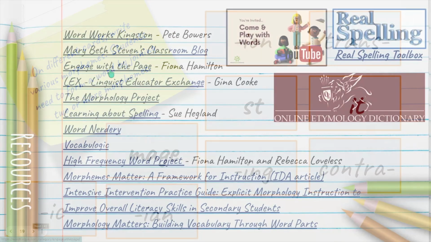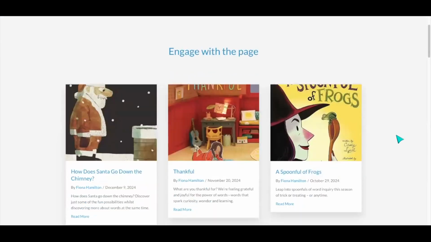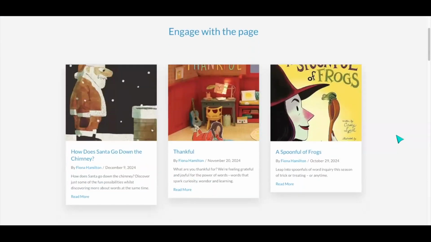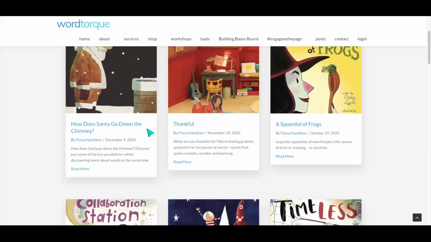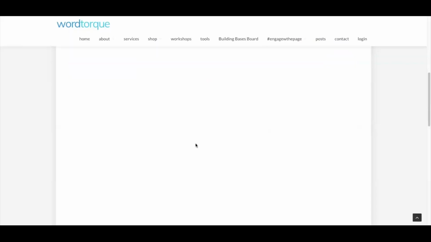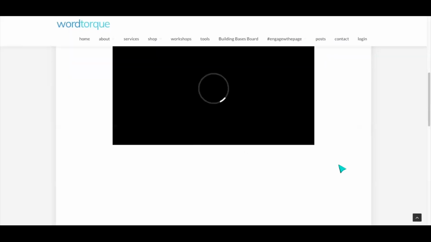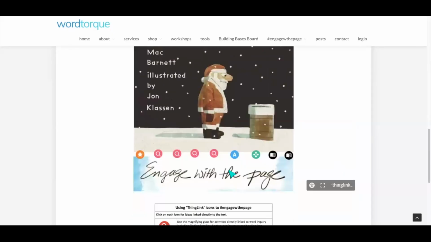If you haven't yet, check out Engage with the Page with Fiona Hamilton, because as always, they will have put up resources related to the time of year. So there's one there, How Does Santa Go Down the Chimney? And if you click on that book, it's going to offer you several ideas and suggestions of how you can use this particular picture book to explore various morphology concepts with your students.